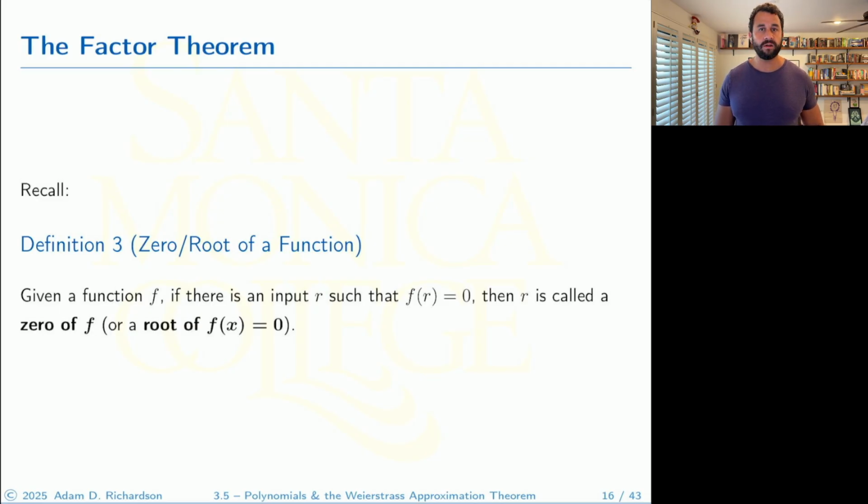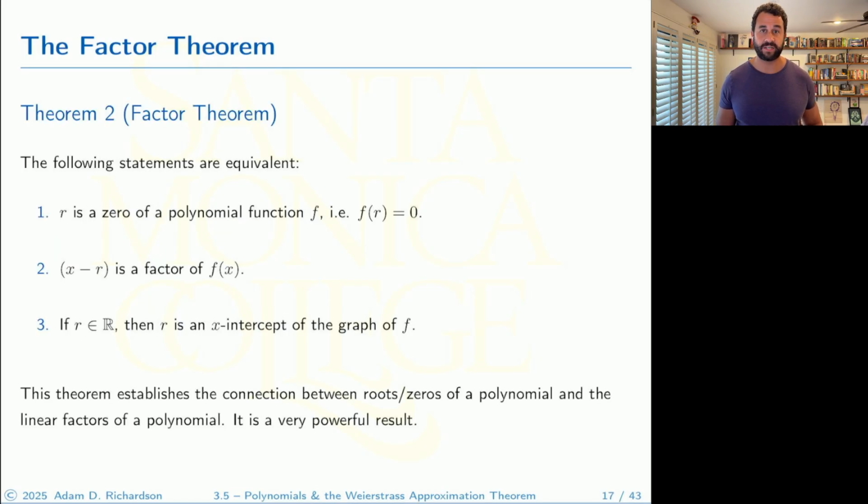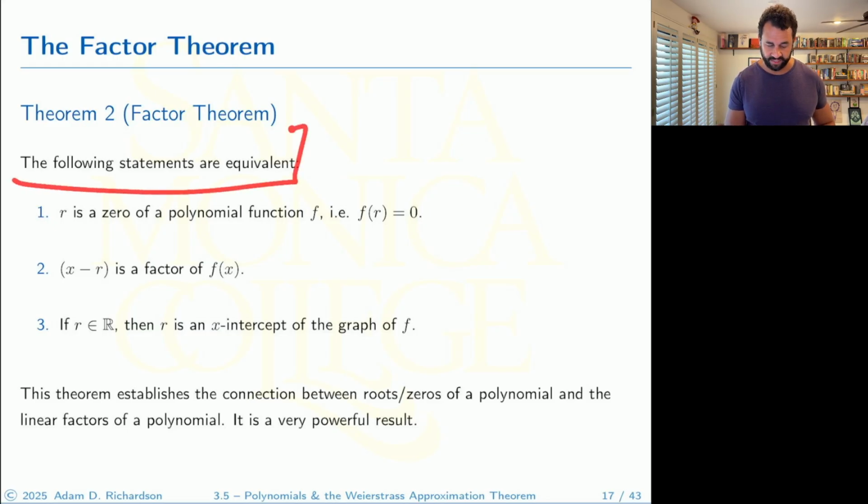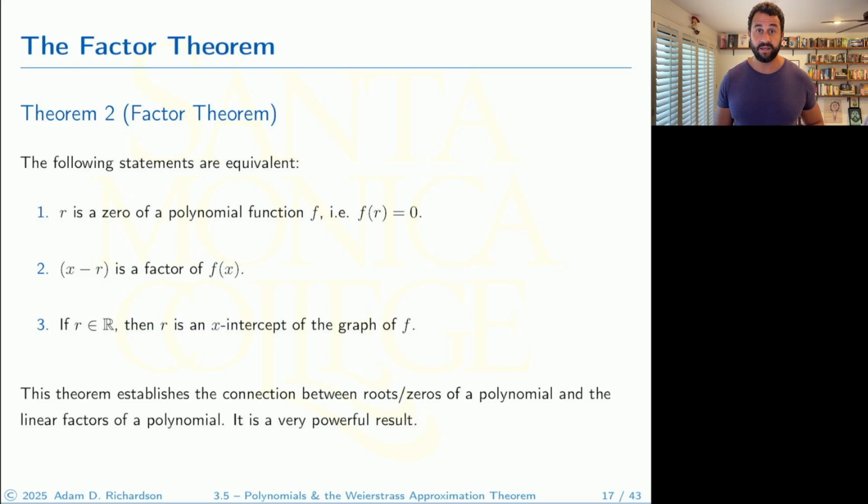So we've talked about this a lot, right? We were talking about root finding problems a lot, and we're still going to because of this really powerful theorem called the factor theorem. This again is kind of why we care about polynomials. The factor theorem says this: the following statements are equivalent, meaning they all imply each other in all directions. So if you've got one of them, you've got all of them, okay?